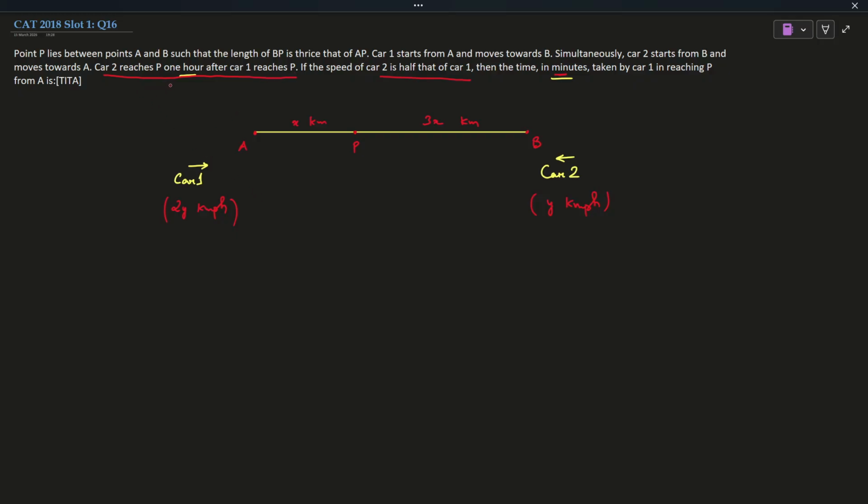Car 2 reaches P. When will car 2 reach P? Time taken by car 2 to reach point P. I am denoting it like that: T for time, 2 means car 2 and P means to reach point P. Time taken by car 2 to reach point P will be 3x by y hours, right?